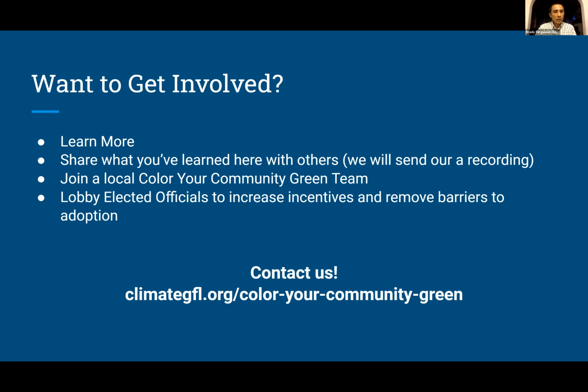And finally, lobby elected officials, whether at the municipal level or whatever level is going to work best, school boards or municipal government, to increase incentives and remove barriers to adoption. So also think about the New York State level, like Assemblymember Lunsford mentioned, with those different committees there.